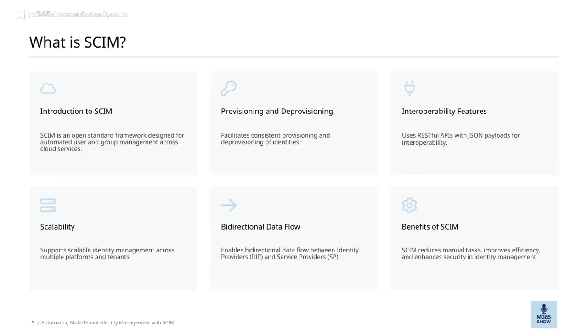Let's take a closer look at what SCIM is and why it matters. SCIM stands for System for Cross-Domain Identity Management. Essentially, it's an open standard framework designed to automate user and group management across various cloud services. By leveraging SCIM, organizations can significantly reduce manual tasks involved in managing identities. This not only boosts efficiency, but also enhances security by ensuring that user data is consistently updated and synchronized. One of the key benefits of SCIM is its ability to enable bidirectional data flow.